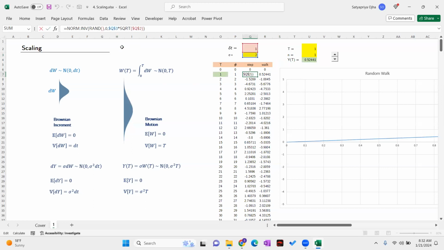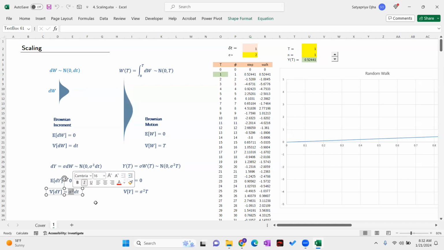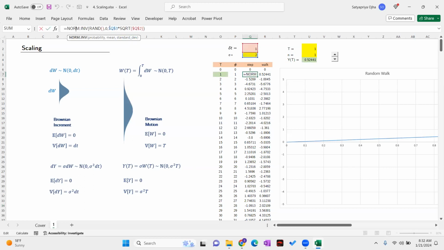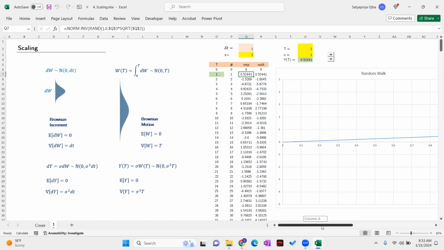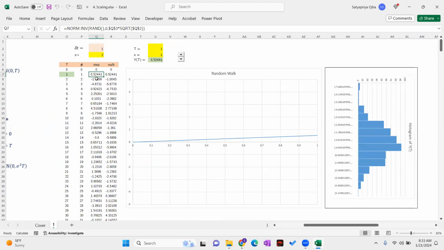So when you are simulating the step, what is the standard deviation of the step? It will be the square root of variance, right? And that will be sigma square root of dt. That's the standard deviation of the step. So you see, when I'm simulating normal random, I'm using sigma square root of dt as the standard deviation parameter, basically simulating the step, and then the walk is the running sum of the steps. And I'm getting this distribution.